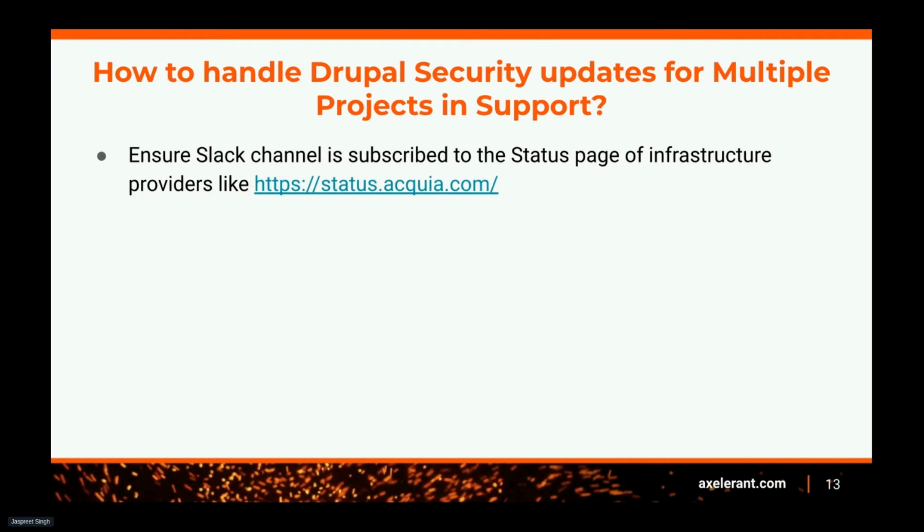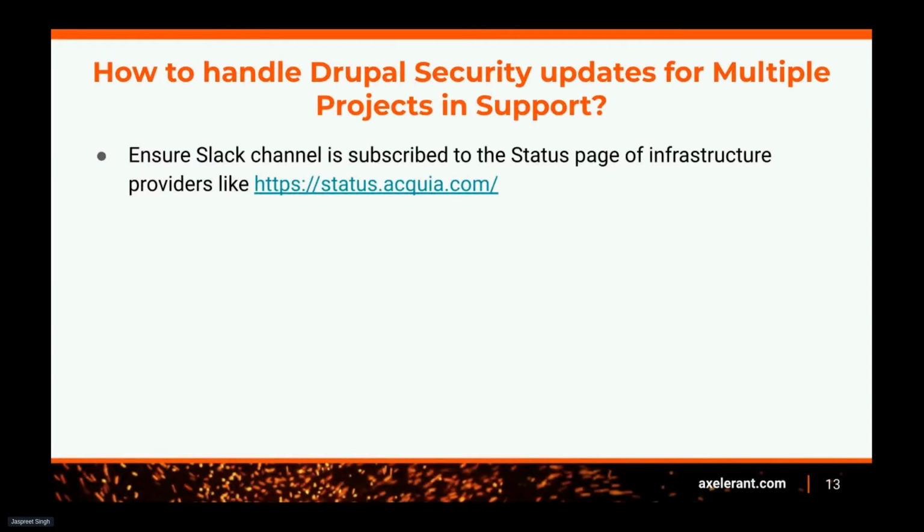The first one is to make sure the Slack channel is subscribed to the status page of the infrastructure provider. When we say infrastructure provider, one example is status.acquia.com. Similar to other platforms as well, like status.pantheon.com or status.platform.com. Once you subscribe to that specific channel, you will get a notification whenever there are security updates.